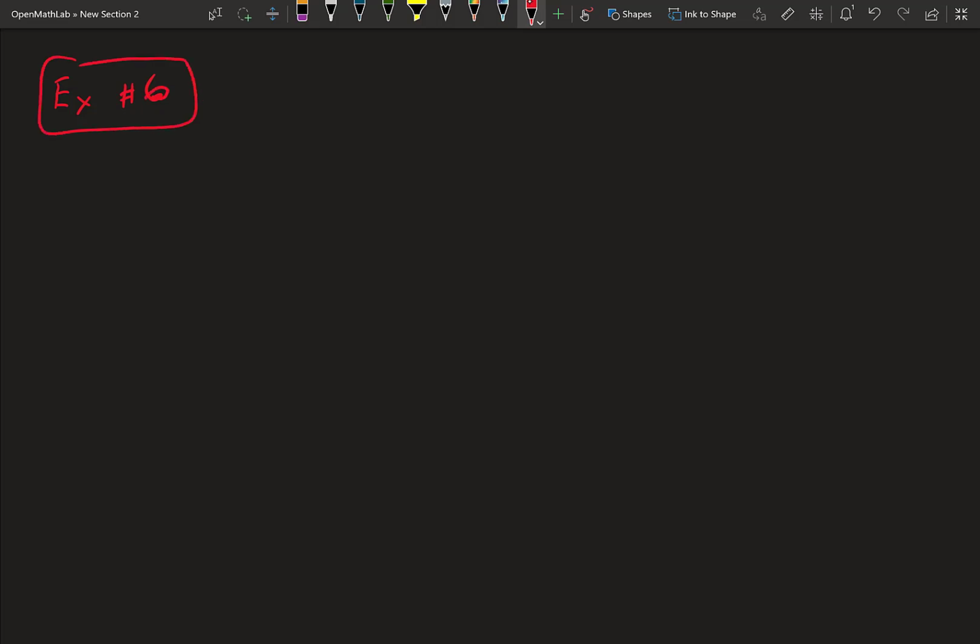Right, so let me just rewrite these. So example 6, we're trying to solve the square root of 3c plus 1 minus the square root of c minus 1 equals 2. Right, that's what we're trying to solve.